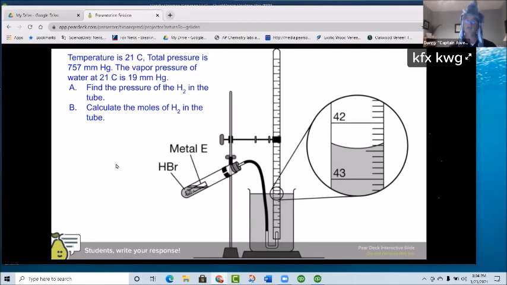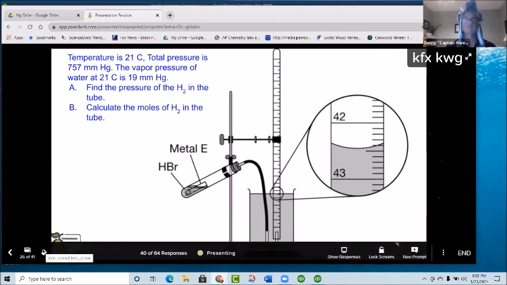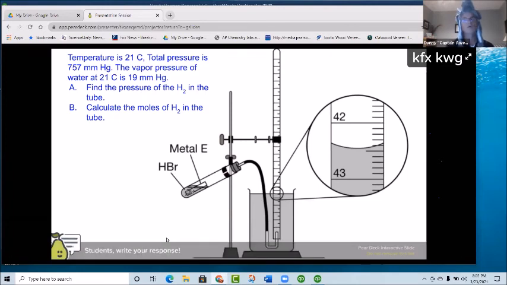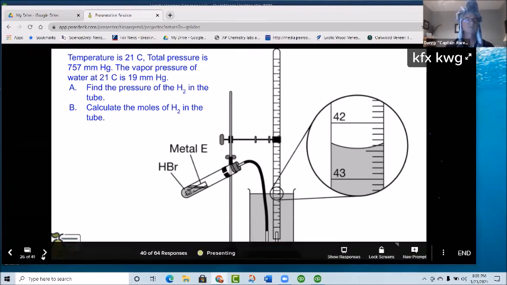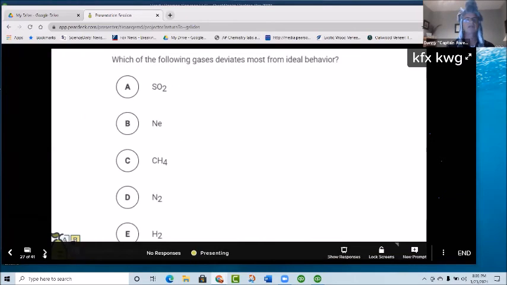And then R, if you have the reference sheet, is 62.4. That's the value. And then the temperature here has to be in Kelvin. So 21 Celsius, you can't plug in 21. You'd have to add 273. And so the temperature here would be 294. And I got an answer of 0.00171 moles. Right. So that's the kind of PV equals nRT question they might ask you on the AP exam.